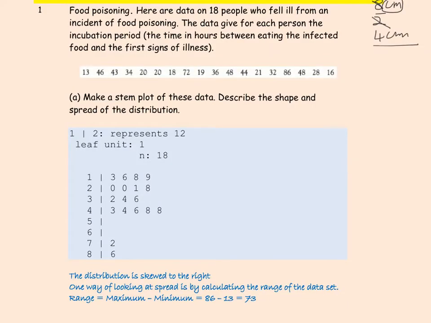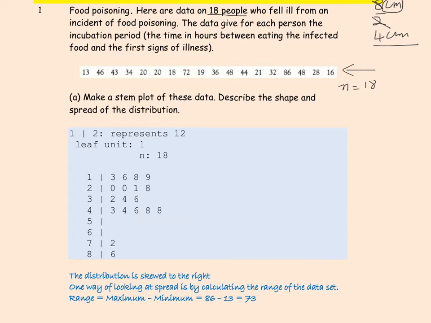In the first problem, we have a set of numbers. These numbers represent the incubation period of a certain illness, and this comes from 18 people. So the sample size is 18. Each number represents the time in hours between eating the infected food and the first signs of illness, and the illness is food poisoning. Now the first thing we do is make a stem plot.